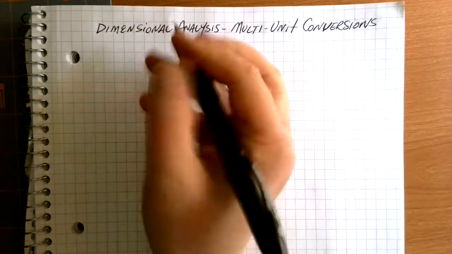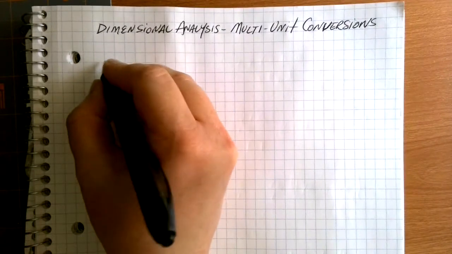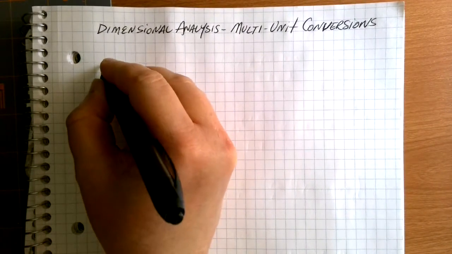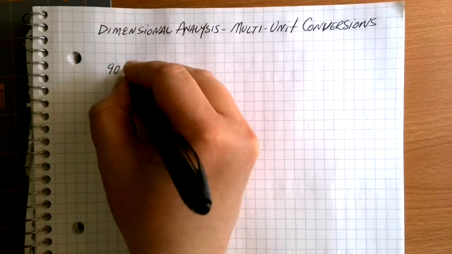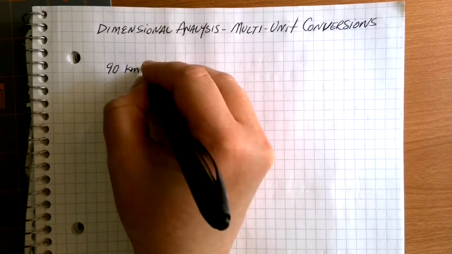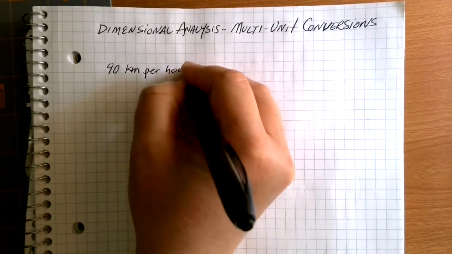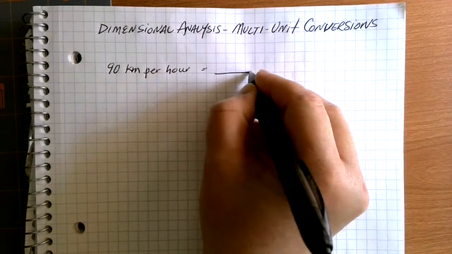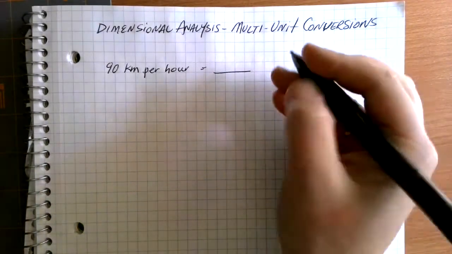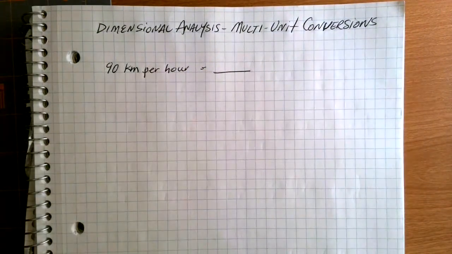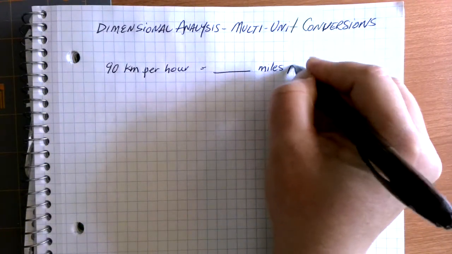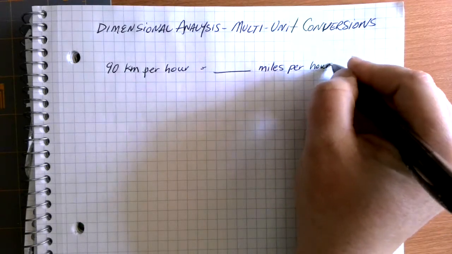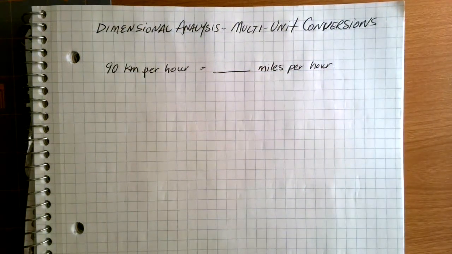Let's suppose that you are driving in Canada and you see a sign that asks you to travel at the speed of 90 kilometers per hour. If your car doesn't show that measurement, you'd like to be able to know how fast you could actually drive. So let's take a peek at what 90 kilometers per hour would be and see if we can figure out what that would be in miles per hour, which is what a US car would have on its speedometer.